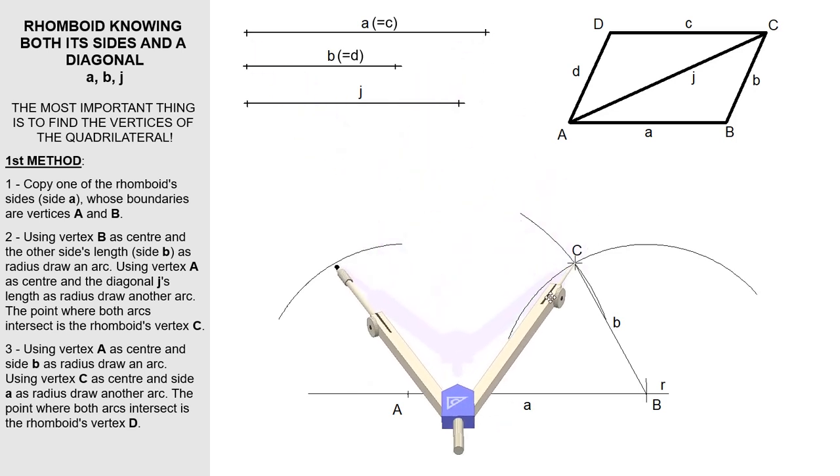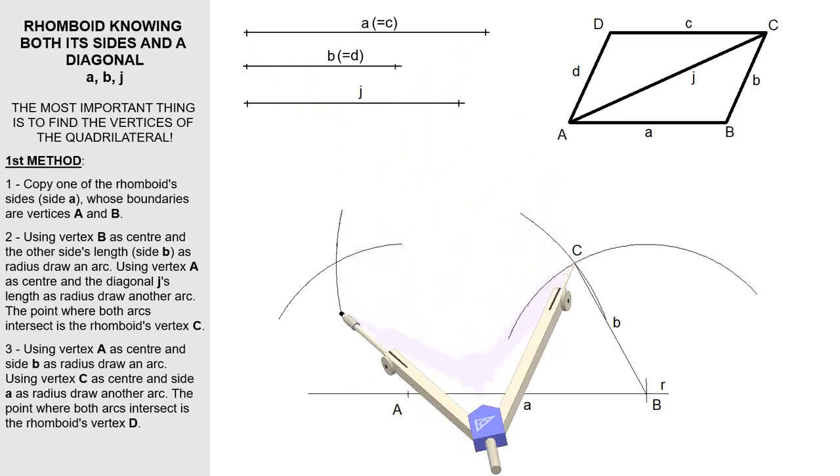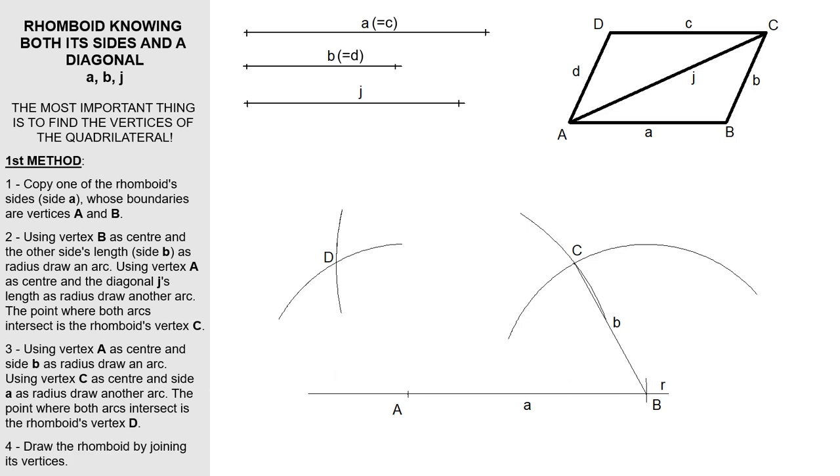And using vertex C as center, we draw another arc whose radius is the rhomboid's side A, because vertex D has to be on this arc, so when joining it to C, it's side A's length. The point where both arcs intersect is the distances asked to vertices B and C, so it is the rhomboid's vertex D. If we properly join the vertices, we get the rhomboid. We only have to name its sides C and D and the rhomboid is finished.